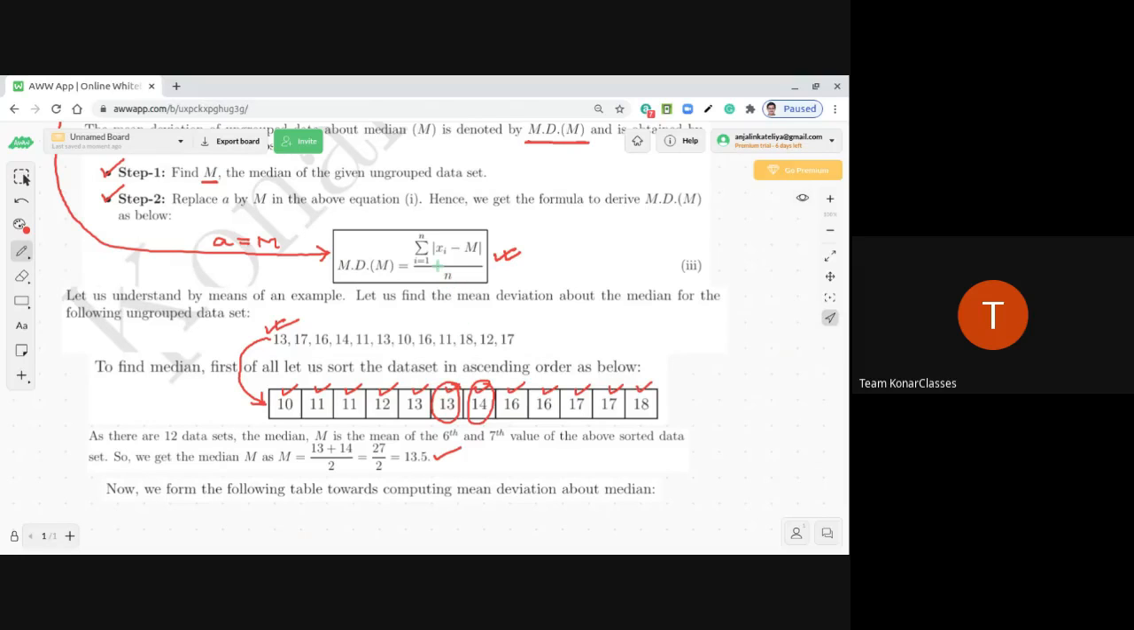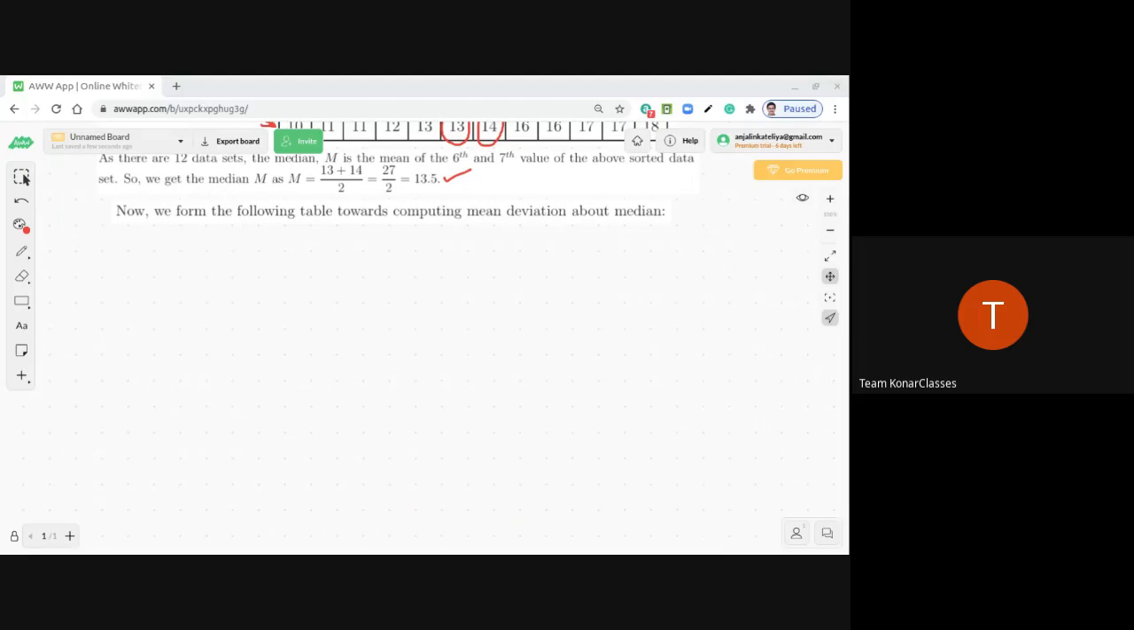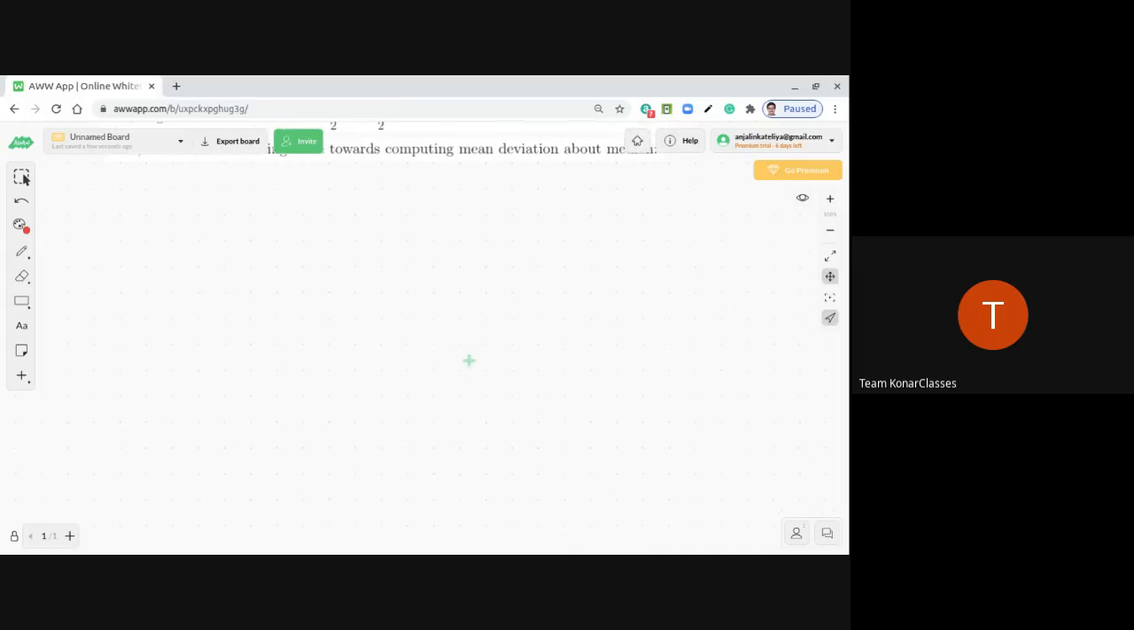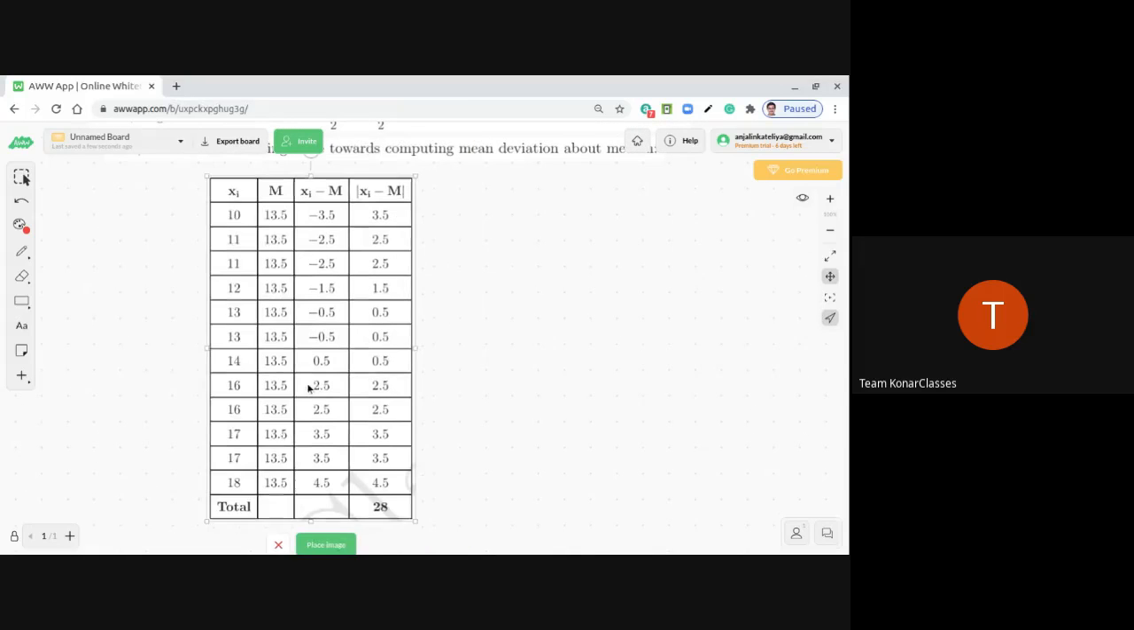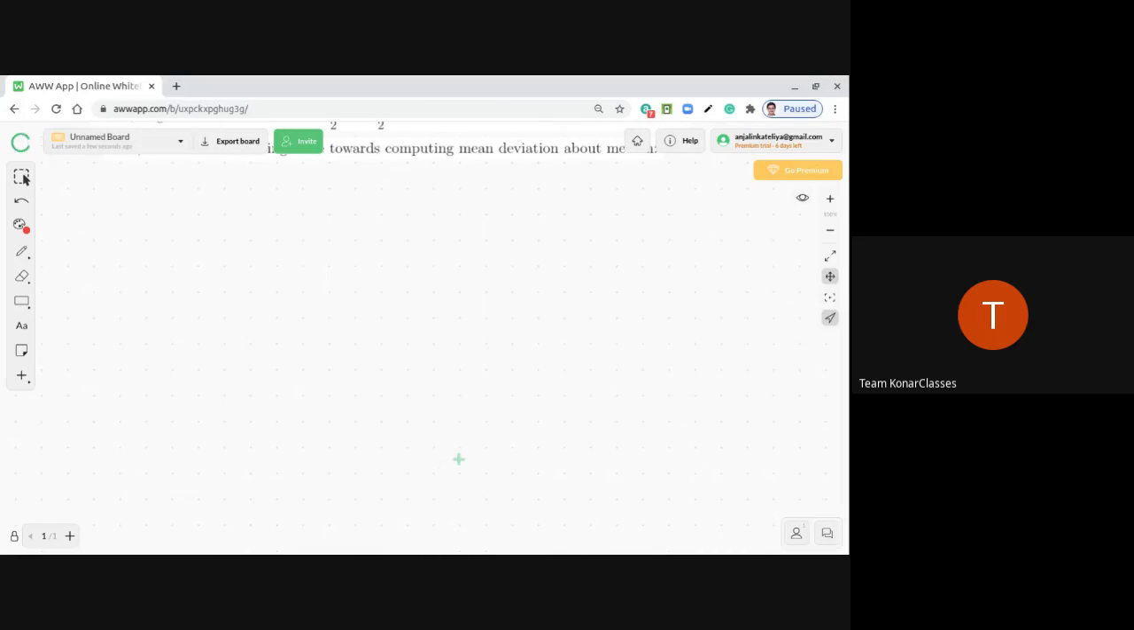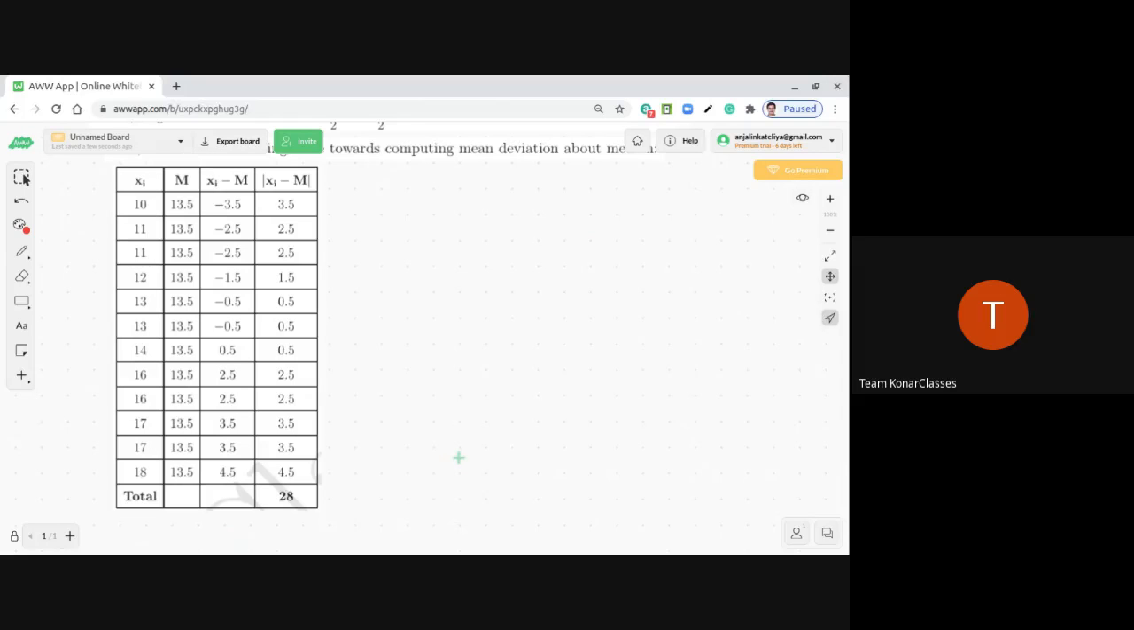So all these values we need to write in tabular form, column-wise, and then compute the value of xi minus M. That is our target, dear students. To do this, let me place the table in front of you, and then you'll understand how it has been done. So this is the table, dear students. Note it very carefully.